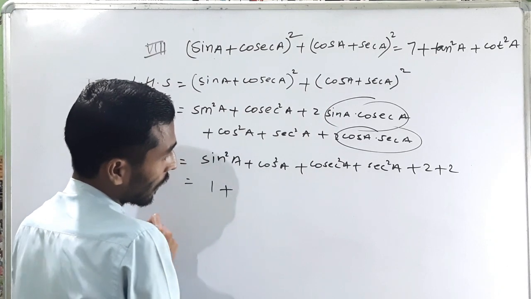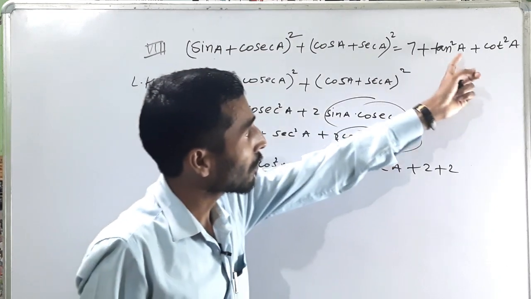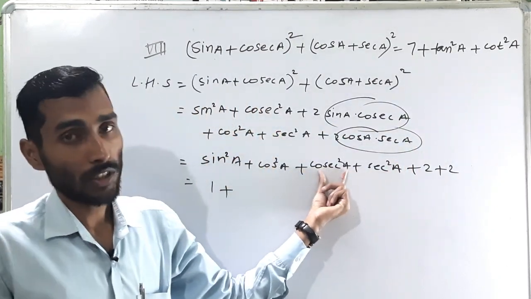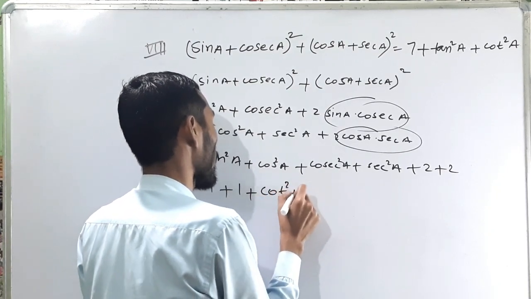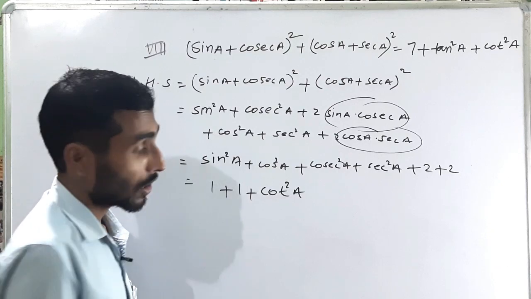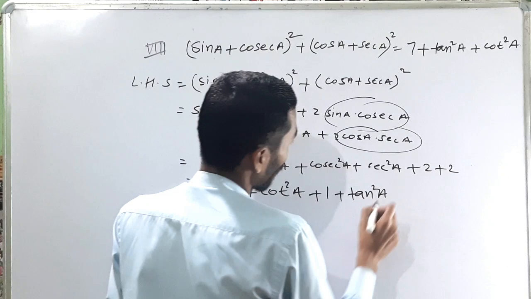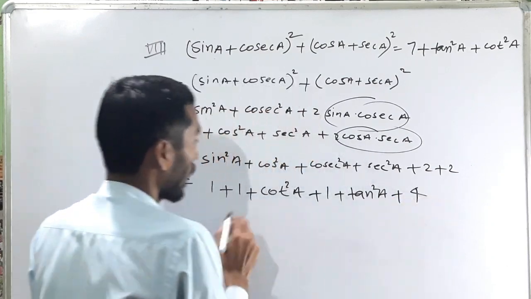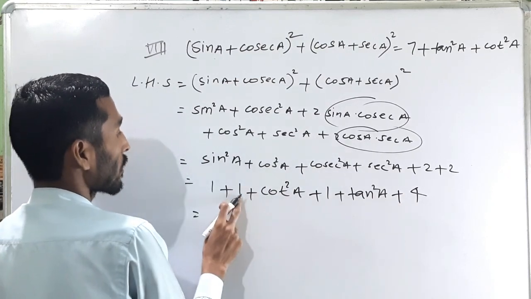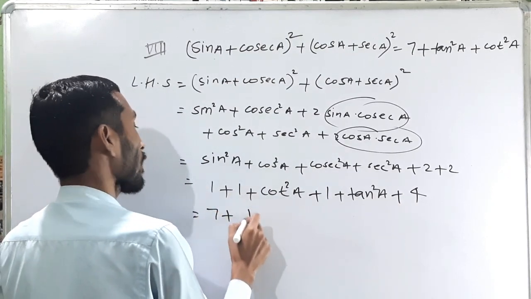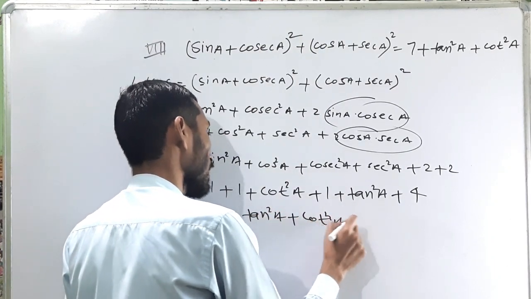So 1, and we have to change this one into this one, tan into cot. So cosec square can be changed into 1 plus cot square, so it can be written as 1 plus cot square a. Similarly, sec square can be changed into tan, so we can write 1 plus tan square a. After arranging, we will get 7 plus tan square a plus cot square a.